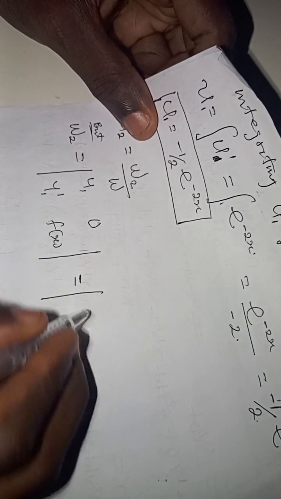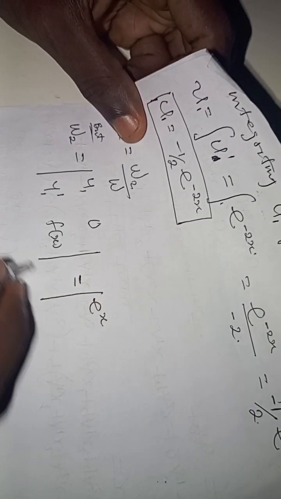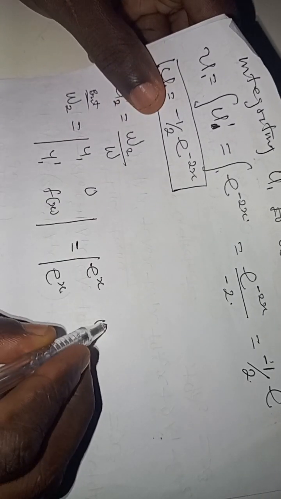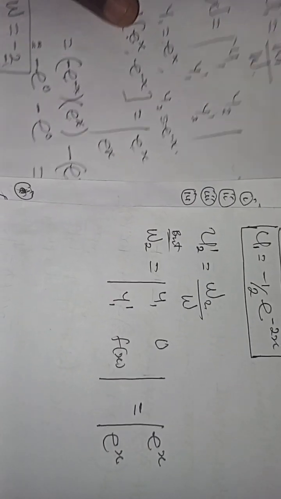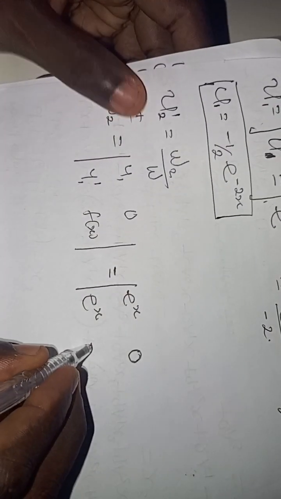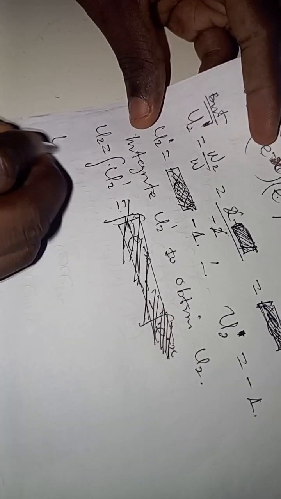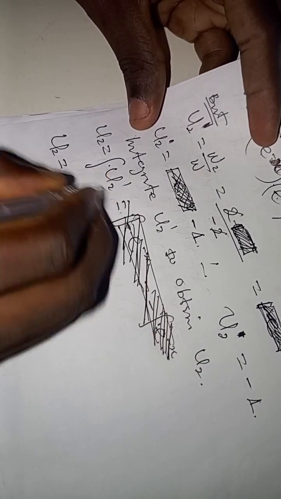So my y1 here is exponential x and my y prime 1 is exponential x. I have my 0 and my f of x here. My f of x is -2. Integrating u2 prime here, I'm going to have u2 equal to the integral of u2 prime, which is -1. I'll have the integral of -1.